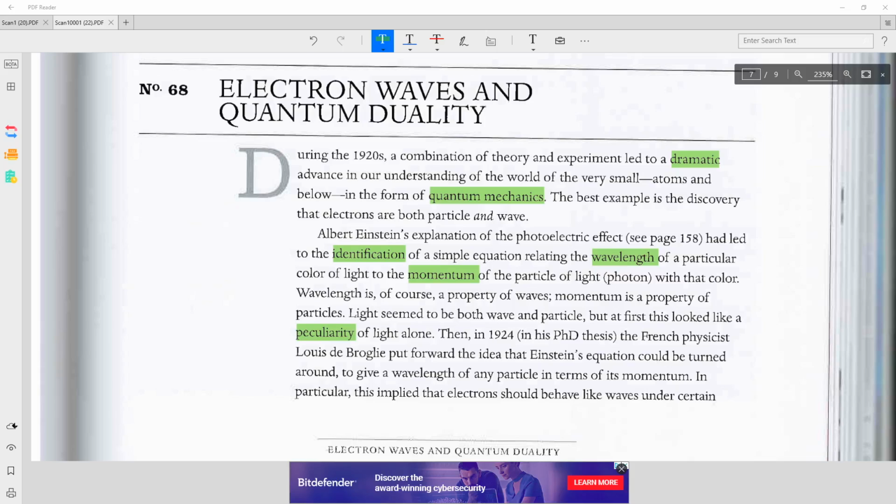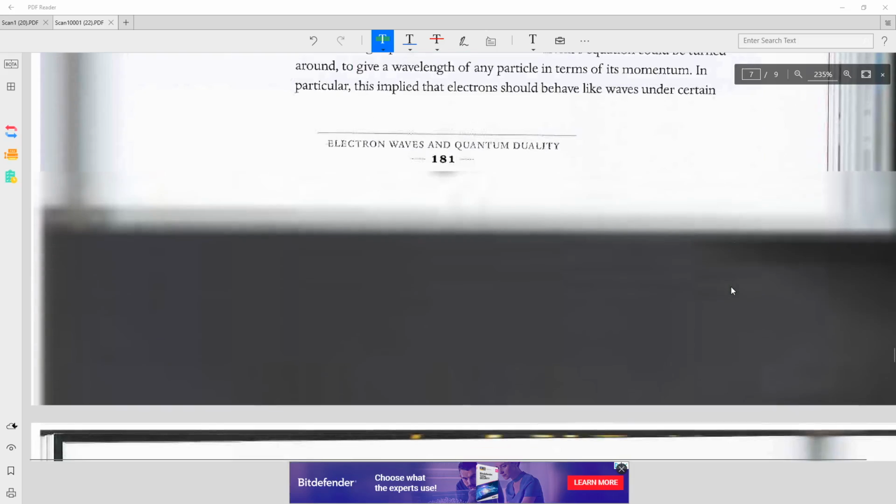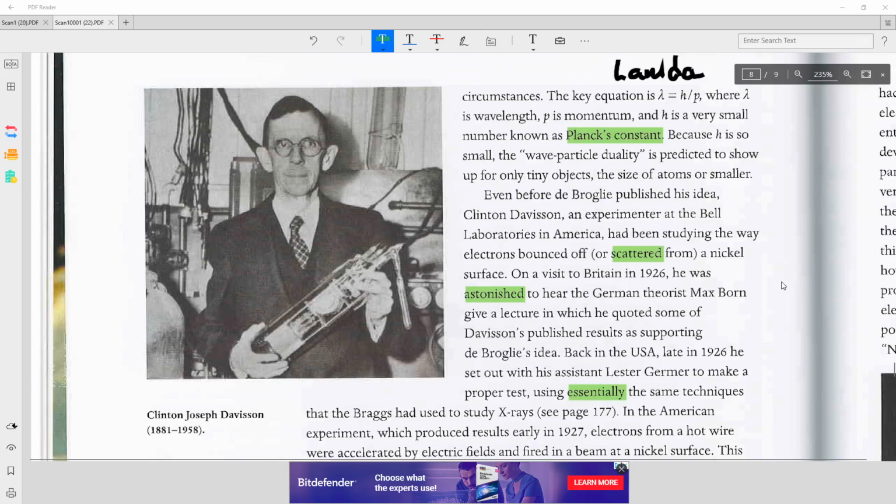Then, in 1924, in his PhD thesis, the French physicist Louis de Broglie put forward the idea that Einstein's equation could be turned around to give a wavelength of any particle in terms of its momentum. In particular, this implied that electrons should behave like waves under certain circumstances.